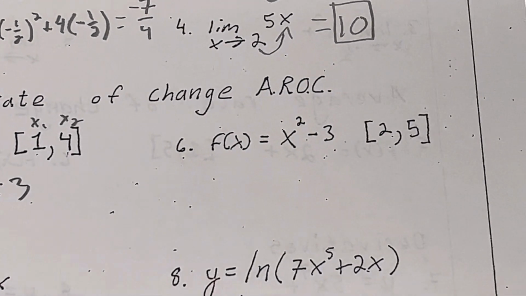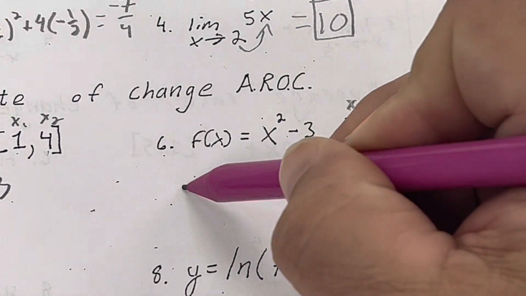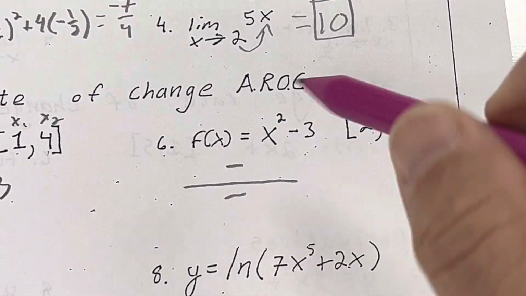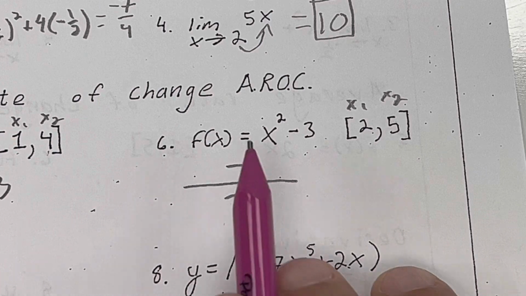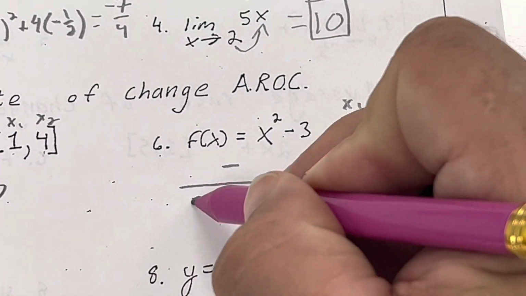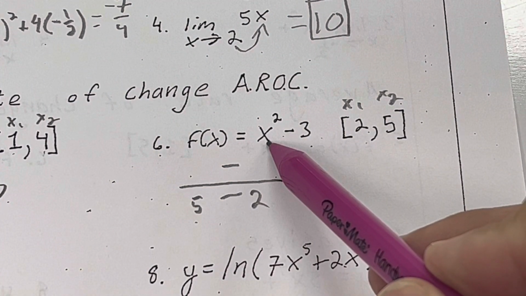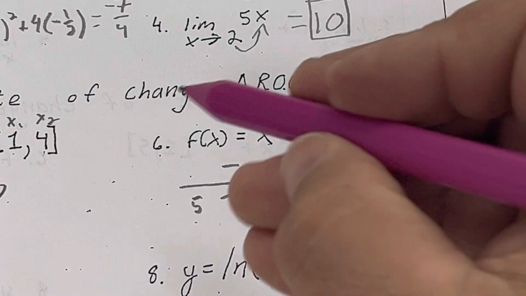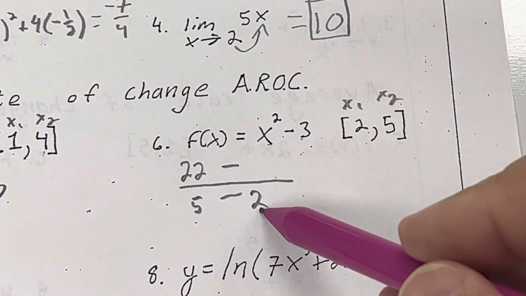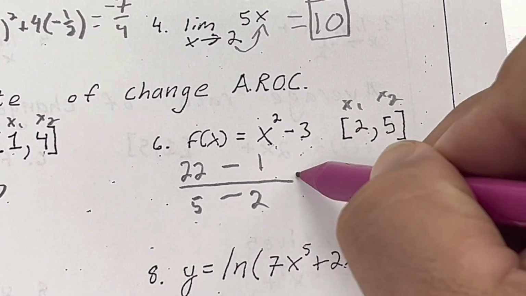Same song and dance over here. So this is the x sub 1. This is the x sub 2. So in the slope template, it's going to be y sub 2 minus y sub 1 over x sub 2 minus x sub 1. So that's going to be 5 minus 2 on the bottom. Now I take that 5 and plug it into x squared. So 25 minus 3 is 22. Plug that 2 in. 2 squared is 4. 4 minus 3 is 1.